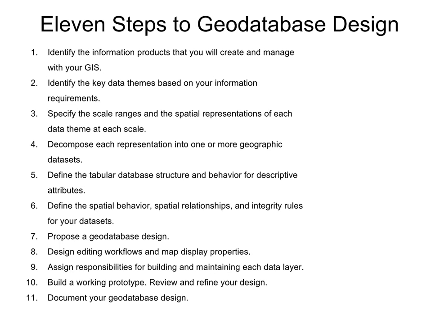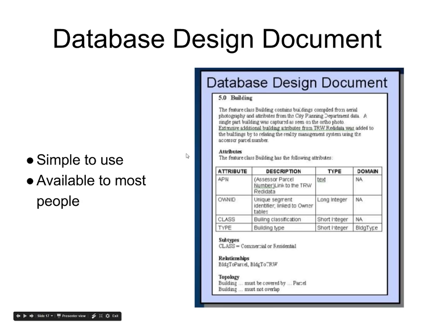Documenting your geodatabase design is very important, and there's many ways to do it. This is called a database design document, and it is the most accessible to people. It's easy to use. It's essentially a Word document where you have the feature class name, you have a description, and then a table that shows attributes, attribute types, and domains. It also lists the subtypes with this particular layer, relationships, topologies. So it puts everything in one document related to a layer.